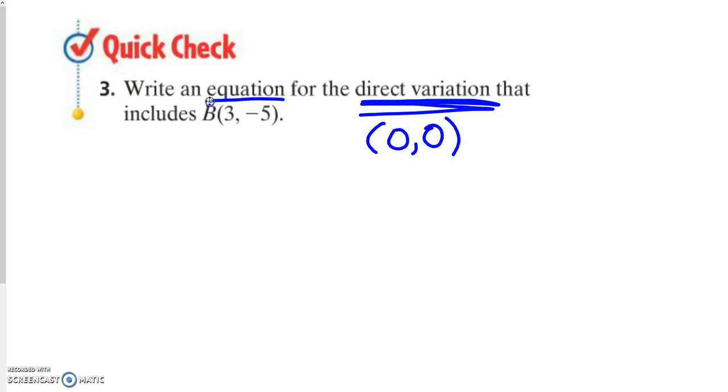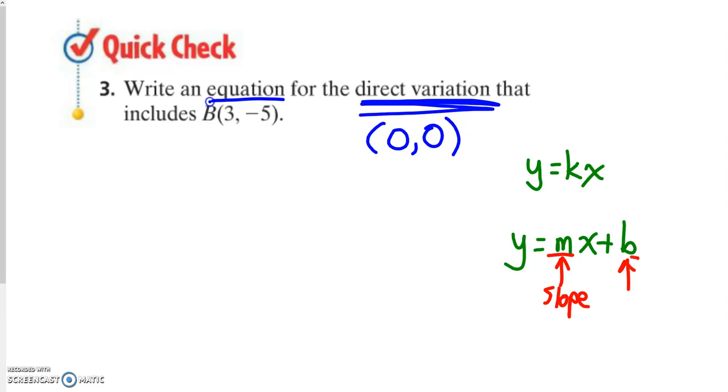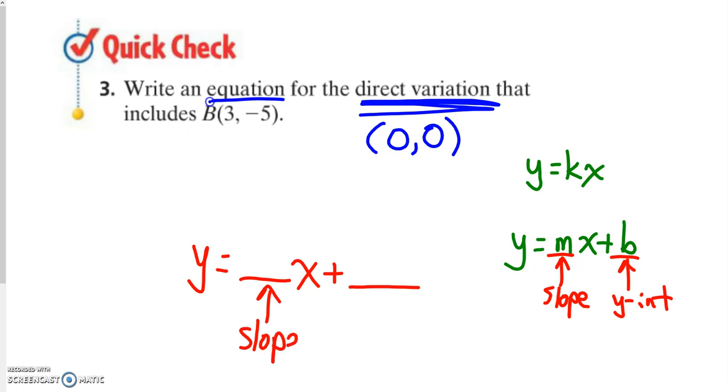A direct variation. Remember, a direct variation looks like this: y equals kx. If that's confusing, think slope-intercept form, y equals mx plus b. M stands for the slope, b stands for the y-intercept. So I got y equals something times x plus something. This is the slope. This is the y-intercept. They told us it's a direct variation. A direct variation must pass through the origin, and the origin means that the y-intercept has to be 0.